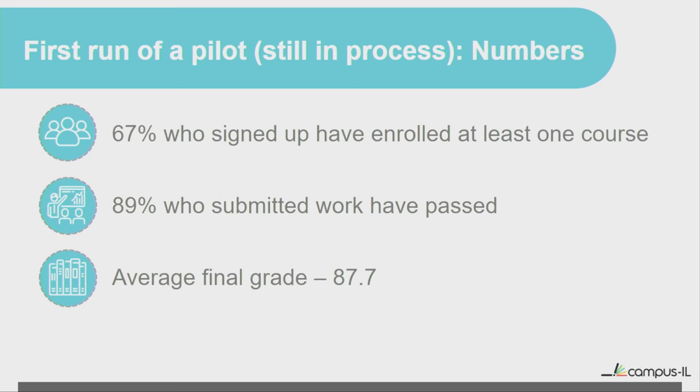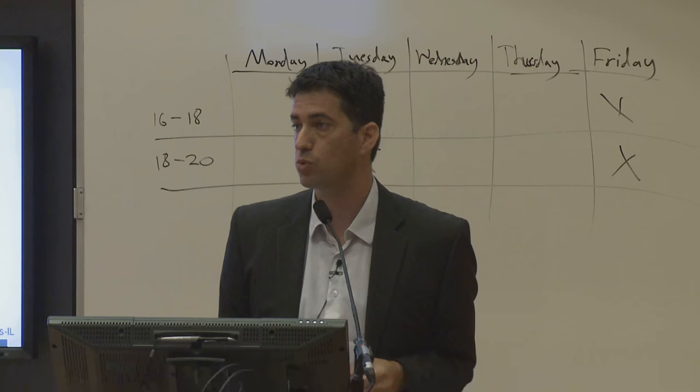So, a little MOOC stats. 67% of the teachers signing up at the beginning of the year for the courses have enrolled in at least one course. 89% who submitted work have passed. That's an interesting fact because some research says that peer review grades are lower than the grades you'll get assessed by staff. And we can actually see that in the statistics of our pilot. The average final grade is 87.7, which is lower than an average face-to-face training for teachers.